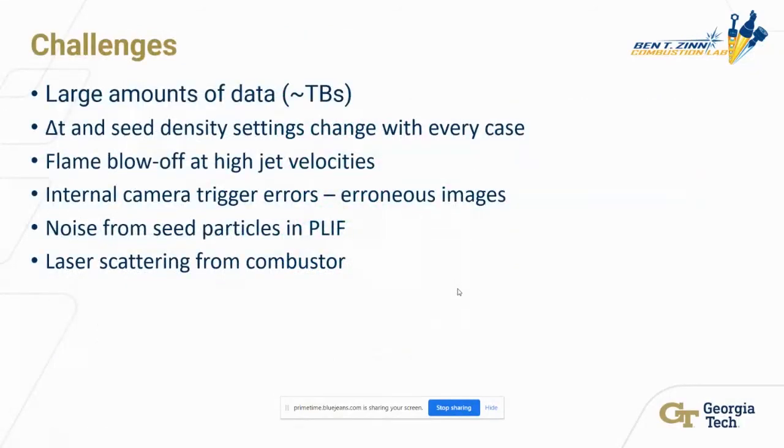And obviously there were some more challenges once everything came together. There's an even larger amount of data. Between different test cases, we would have to change our delta T and seed density settings because you'd have different swirl numbers, different jet velocities. At higher jet velocities, we'd also face problems with flame blow-off. And there were some internal camera trigger errors. Small errors in terms of timing could also lead to unusable data.